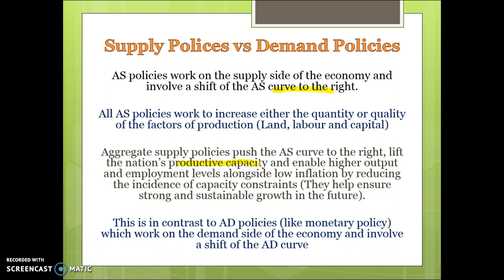Aggregate demand policies, on the other hand, work on the demand side of the economy and involve trying to get us to use more of our available resources by increasing demand. So increasing demand, which forces business to use a higher percentage of their resources. It's not about actually increasing the quantity and quality of resources. It's about using more of those resources because of an increase in demand.